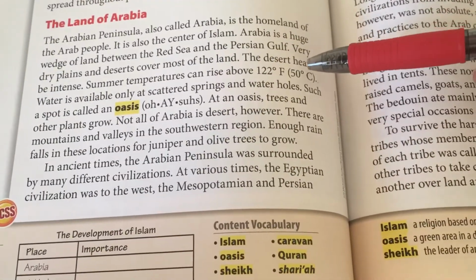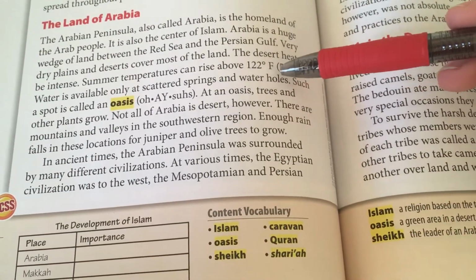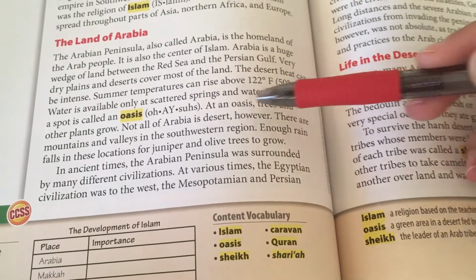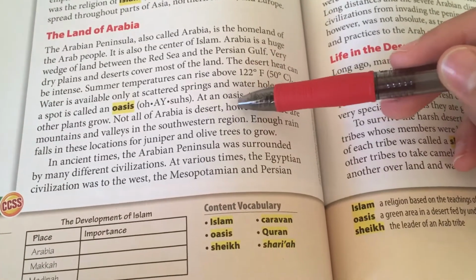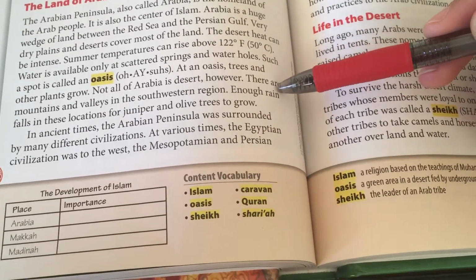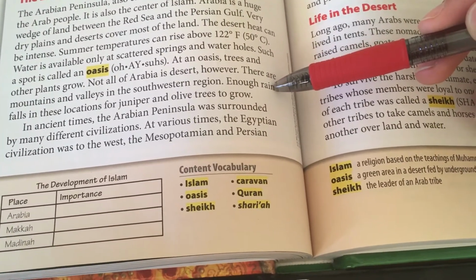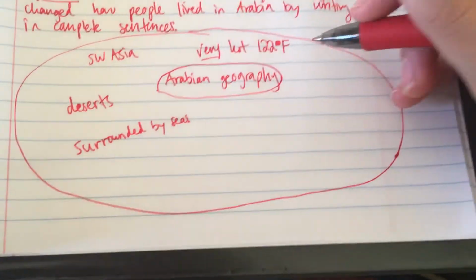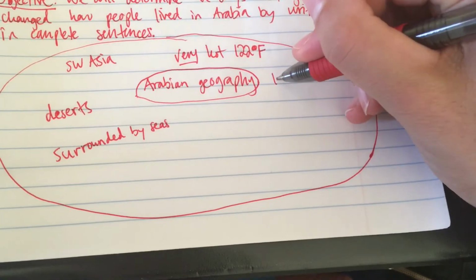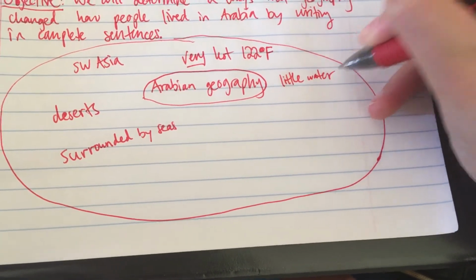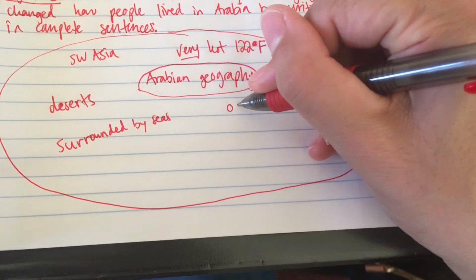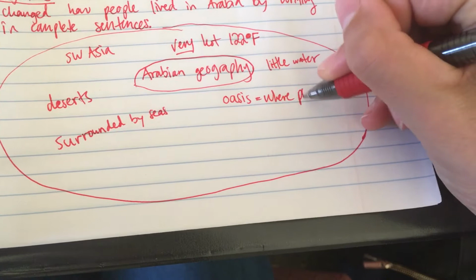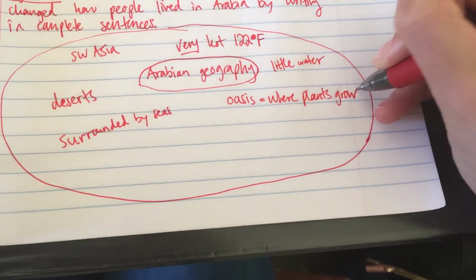Then let's keep reading. It says, water is available only at scattered springs and water holes, such spots called an oasis. At an oasis, trees and other plants grow. Not all of Arabia is desert, however. There are mountains and valleys in the southwest region. Enough rain falls in these locations for juniper and olive trees to grow. So I could say that because it's very hot in its deserts, there's also little water. Where there is water, there is an oasis, which is where plants grow.